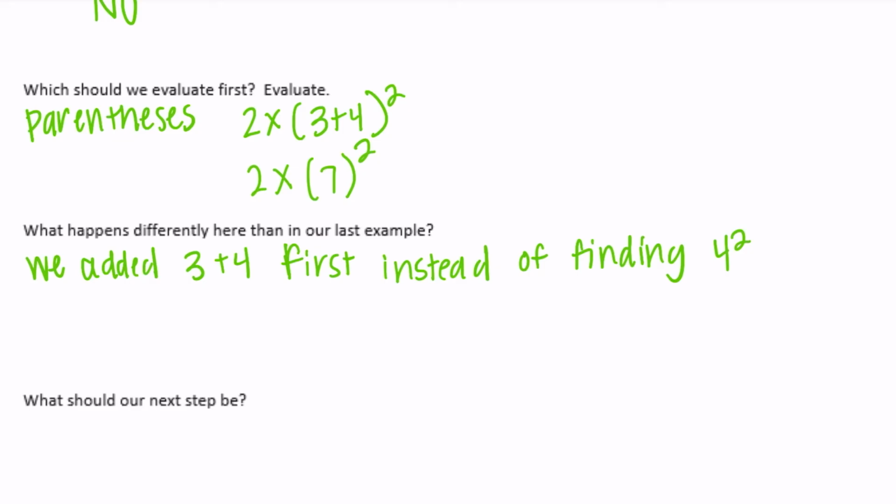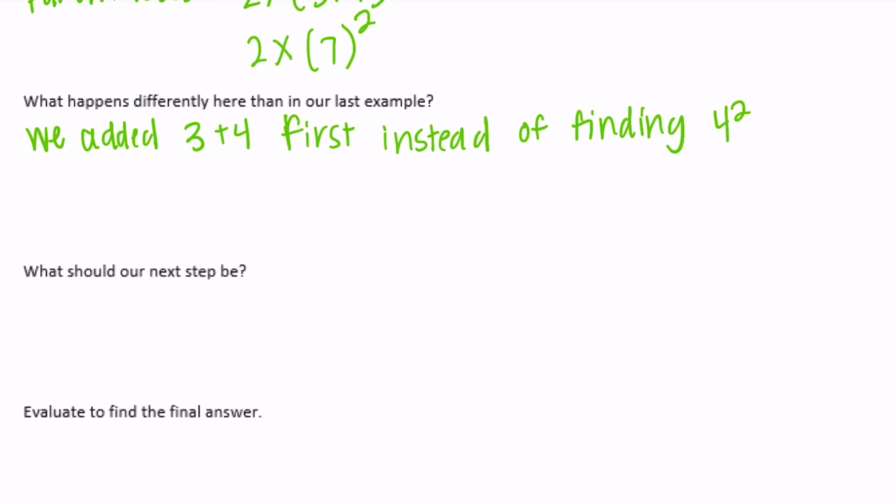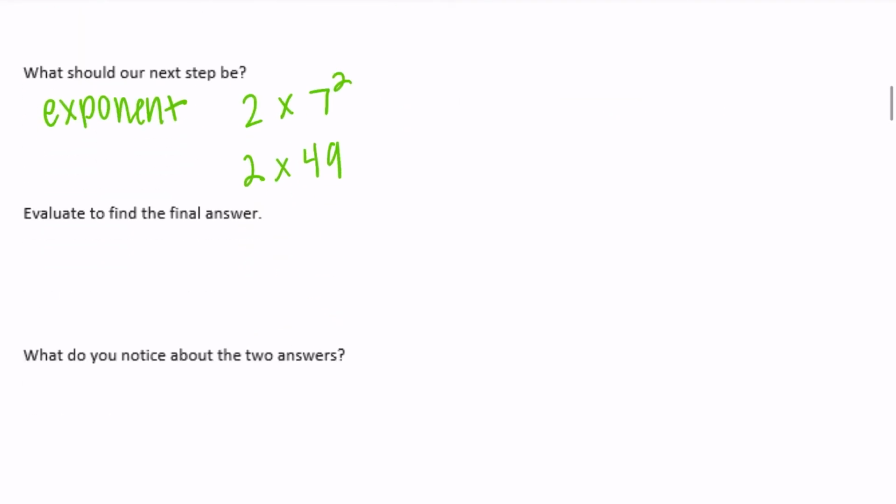So what should our next step be? So the next step is going to be the exponent. So we're going to do 2 times 7 to the second power, and since 7 is just 7, we don't need the parentheses anymore. So it's going to be 2 times 7 to the second power is 49. Evaluate to find the final answer. 2 times 49 would be equal to 98.